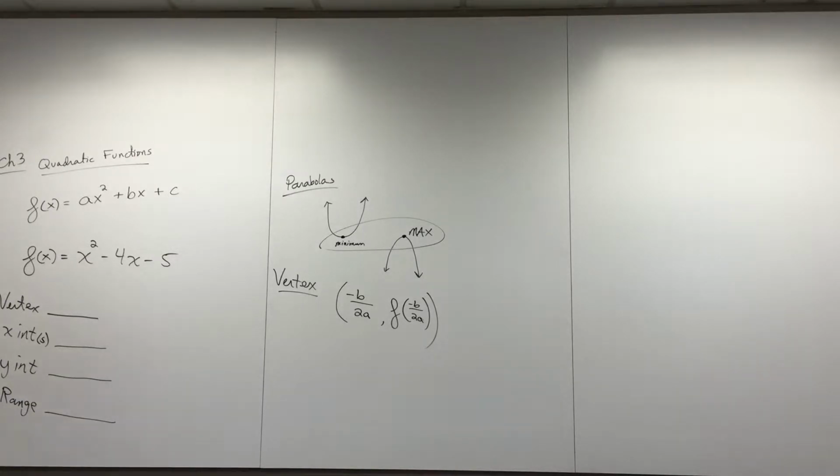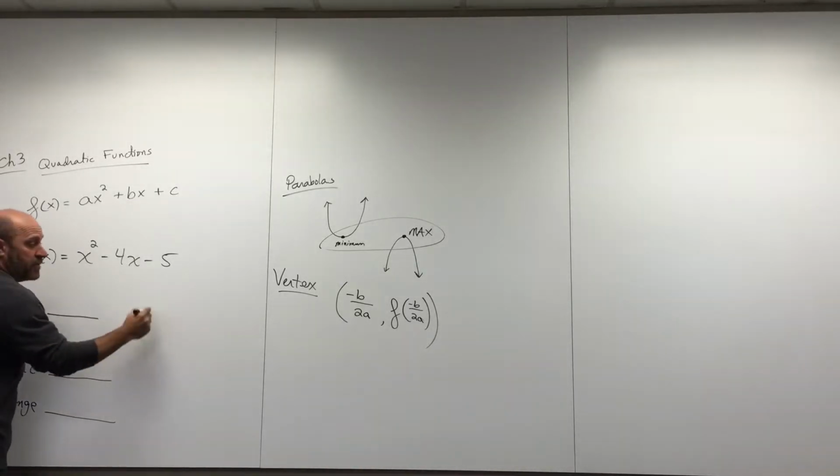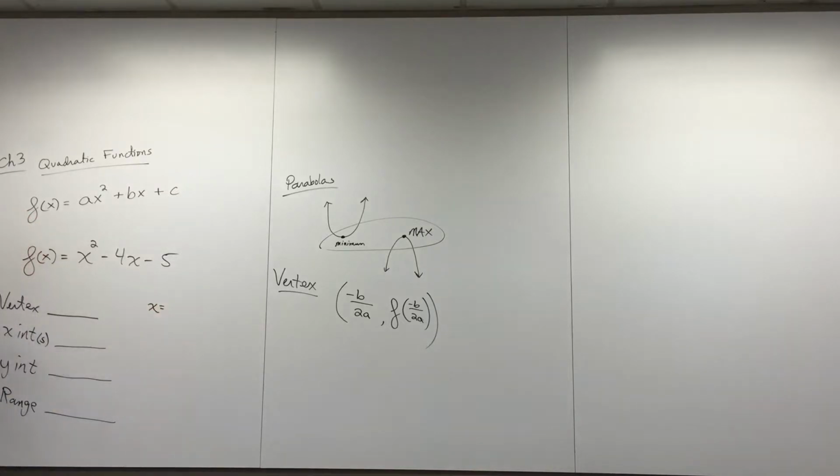Well, let's do it. I want the vertex, and in order to get the vertex, I start with the x value of the vertex, and here it is. It's this little formula, negative b over 2a. Hey, by the way, what is my a in this problem? 1. What's my b? Negative 4. Call it negative 4, yep. What's my c? Negative 5. Negative 5, yep.